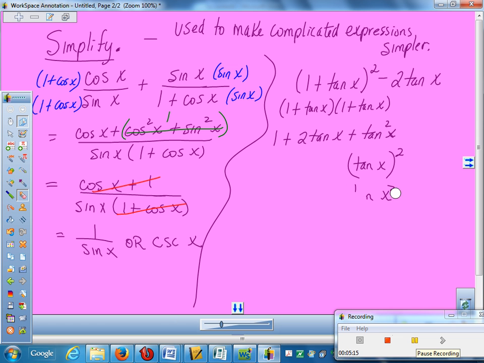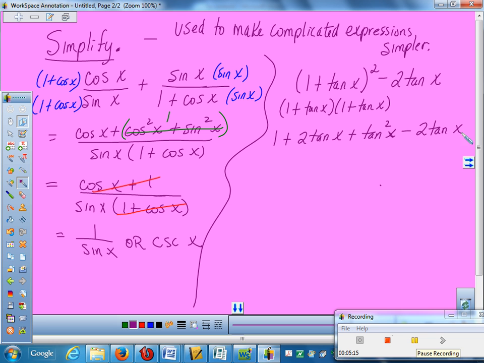Okay, because if you notice there, I haven't finished carrying the rest of my problem down. I still have this minus 2 tangent x back here. And those 2 tangent x's are going to cancel. Once those are gone, all I have left is 1 plus tangent squared, which is identity number 7. And so it all comes down to a nice little secant squared x.